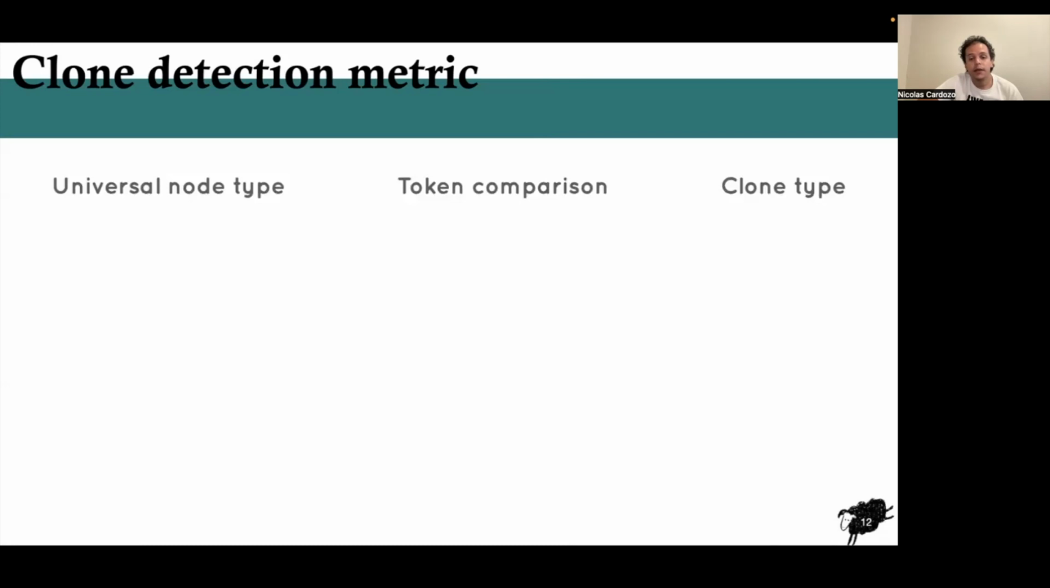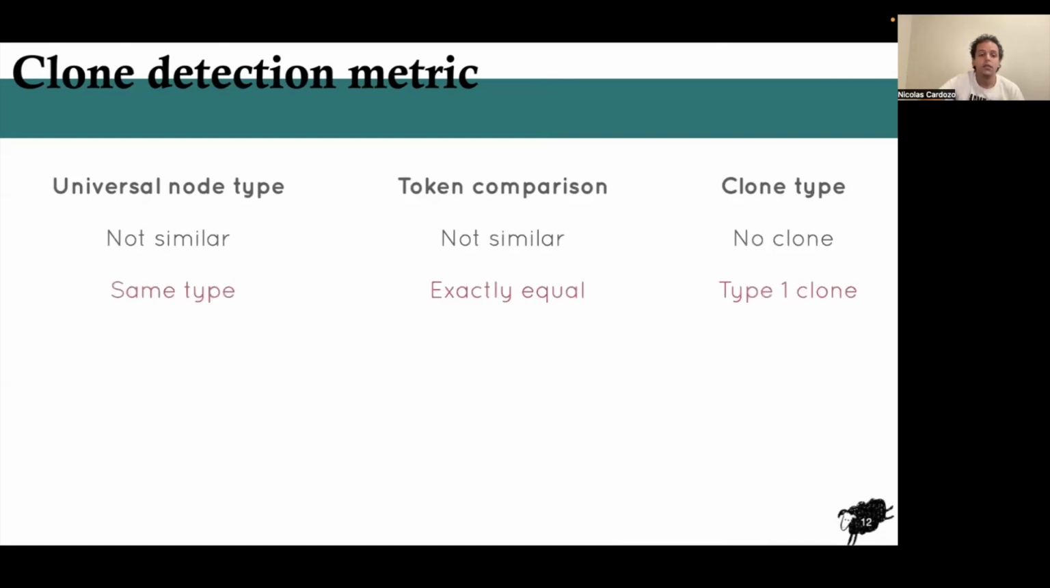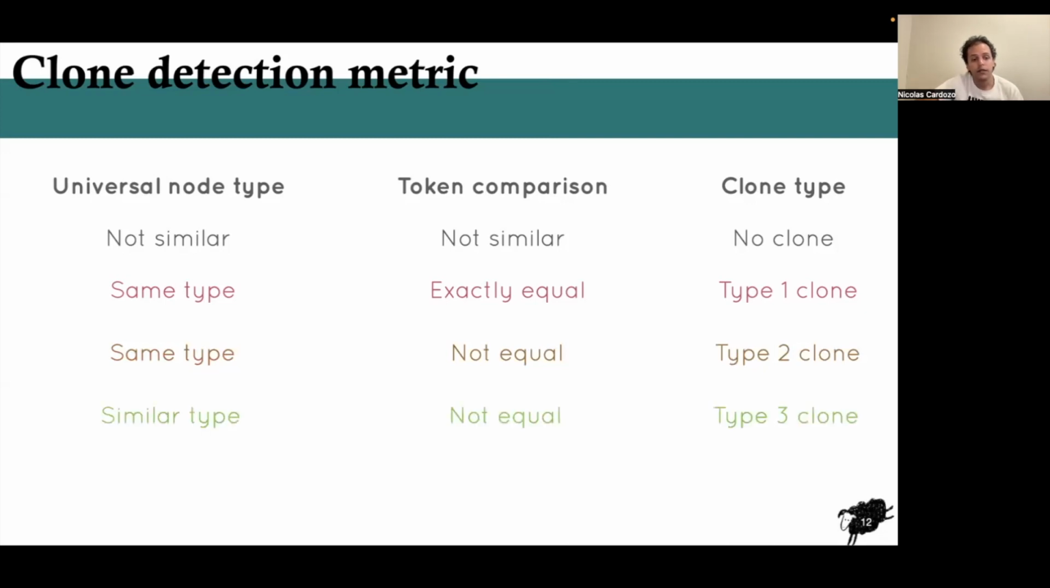Based on these two steps, we can define the clone type associated with the analysis on the node type and on the token comparison. So if the nodes are not similar and the tokens within are not similar, then we have no clone. If the nodes are the same type and the text inside the nodes is exactly equal, we have an exact clone, so they are type 1 clones. If the nodes are the same type but the text within the nodes is not equal, we have a type 2 clone, and if the nodes are just similar and the text within them is not equal, then we have a type 3 clone.